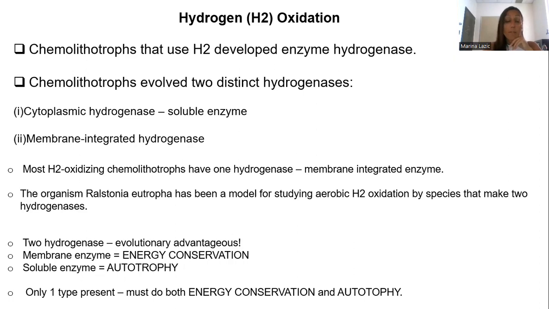Why? Because the membrane-bound hydrogenase is involved only in energy conservation and the electron transport chain. The soluble enzyme in the cytoplasm is involved in autotrophy, fixing carbon dioxide. So if you have only one type present, that one has to do double labor, and that's why species that have two have an evolutionary advantage compared to those that have only one.